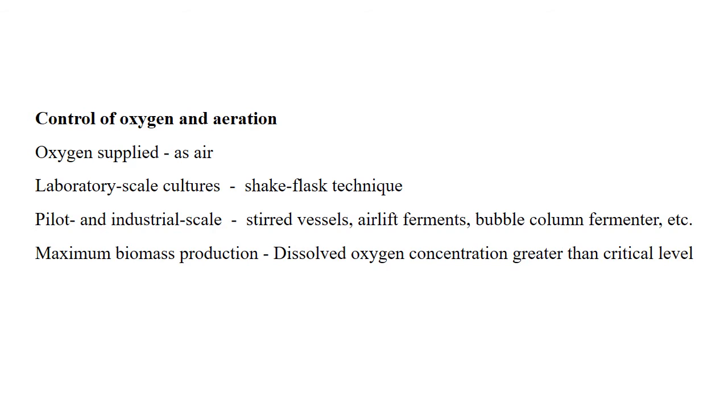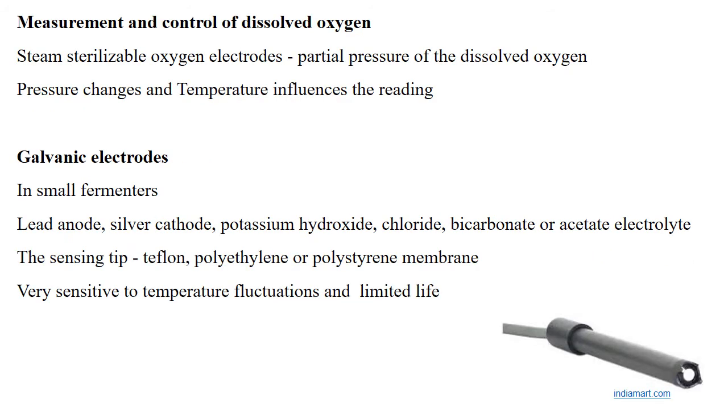Maximum biomass production can be achieved only by maintaining the dissolved oxygen concentration greater than the required critical level. If the dissolved oxygen concentration falls below this critical level, then the microbial cells will be metabolically disturbed, resulting in a financial loss of the fermentation. So we can measure and control the concentration of dissolved oxygen by using different types of electrodes.